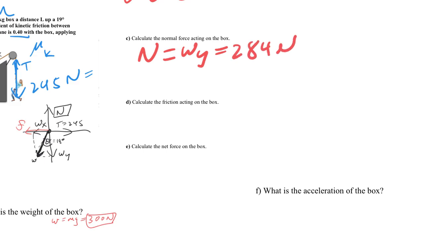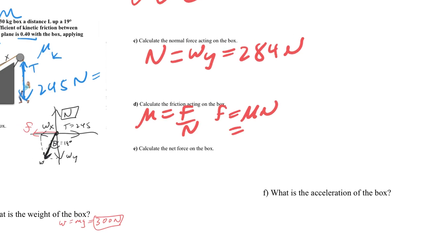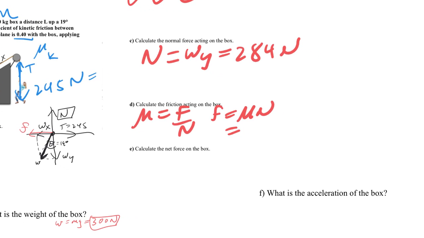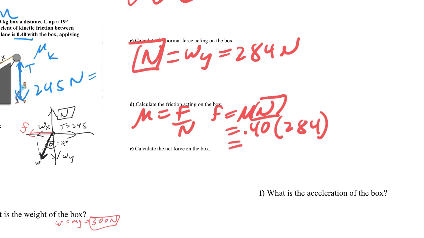Calculate the friction acting on the box. Well, I don't look at the free body diagram. I use the coefficient of friction. Mu equals F over N, so F equals mu N. That equals 0.40 times 284. Don't use the weight as the normal force. So 0.4 times 284, I get 113.6, so 114 newtons.